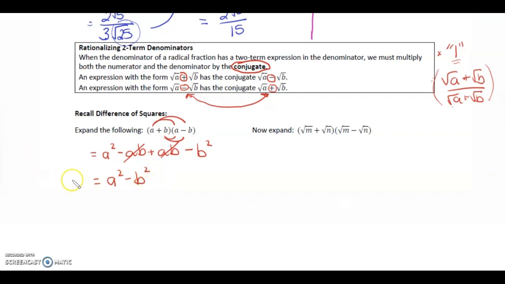Okay, in functions, we really focused on going from this expanded value back up to the factored form, but now we're going from factored form to the expanded value, just to recall a difference of squares.